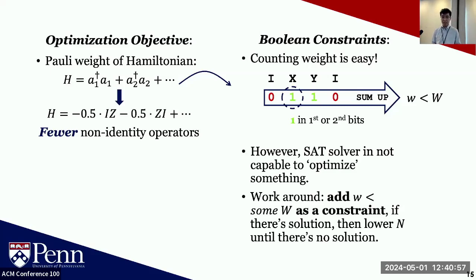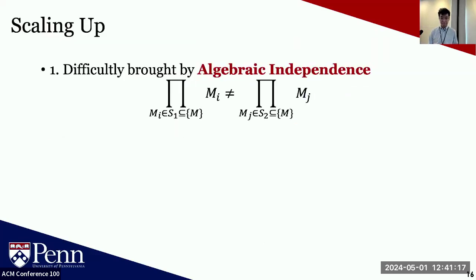So we add another constraint. We ask the total polyweight to be lower than a certain constant W. We solve this problem recursively, and if there's a solution, then we can decrease this constant W and solve it again. But if there's no solution, then we have already reached the optimal polyweight.